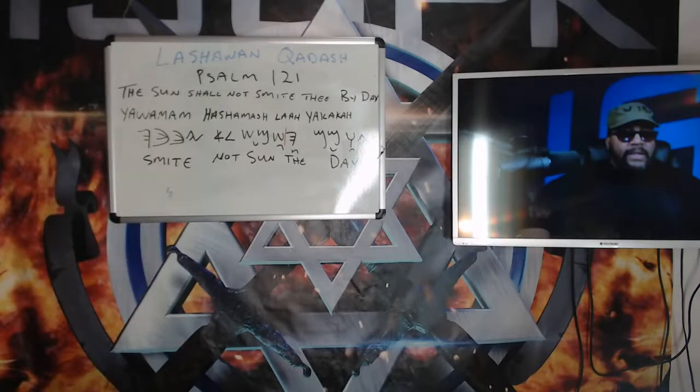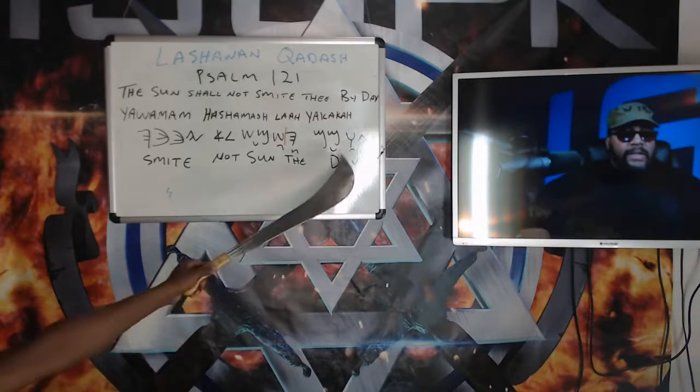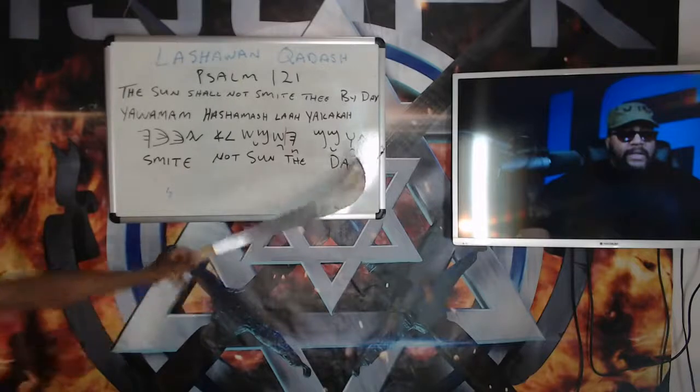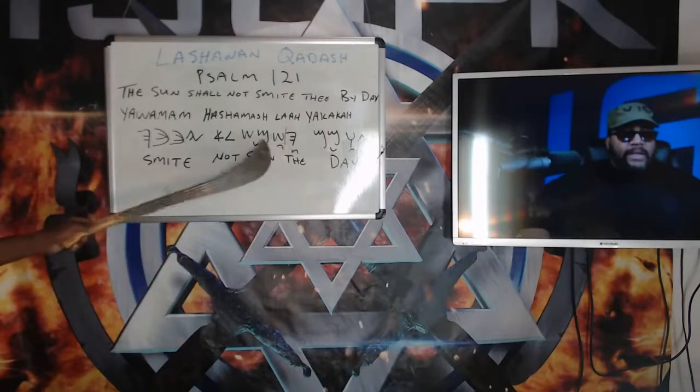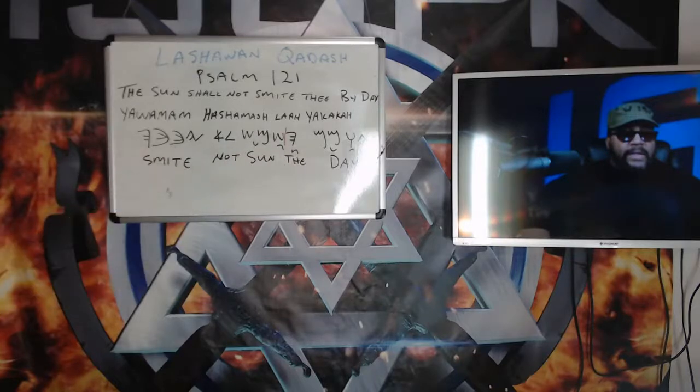The sun, not smite. For the English it has, the sun shall not smite thee by day. But the direct translation is yomam, which is day, hashemesh, the sun, lo, not, yakeka, smite. So I'm going to give you a minute just to take that in as well.